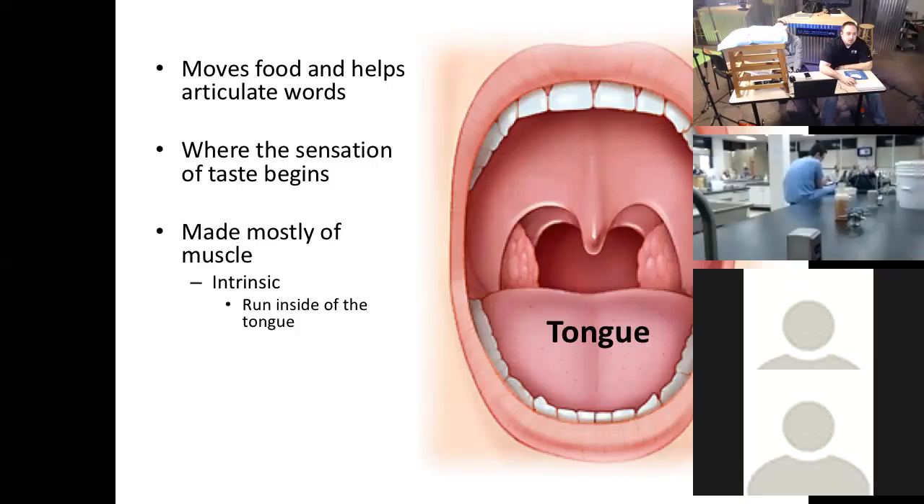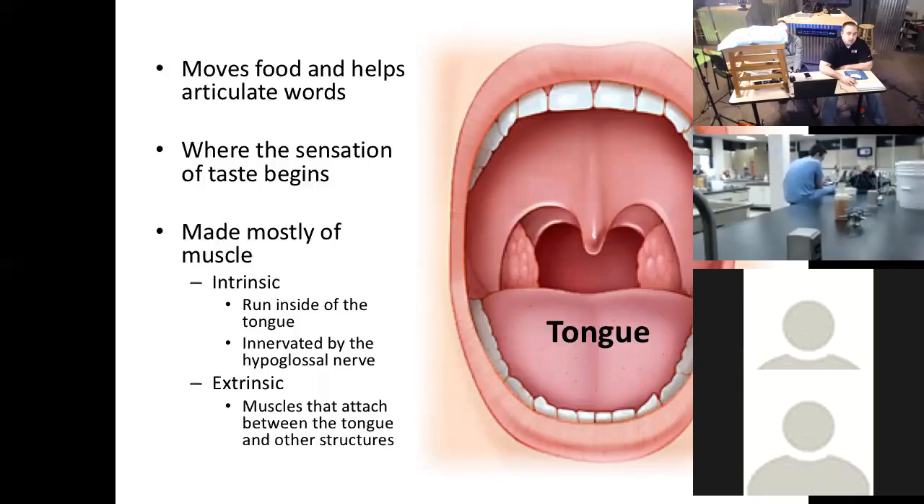Intrinsic muscles are muscles that only run inside of the tongue, and they're innervated by the hypoglossal nerve, which is cranial nerve 12. The extrinsic muscles are muscles that attach between the tongue and other structures. They can help to move the tongue somewhat, but most of the movement actually occurs by the intrinsic muscles.